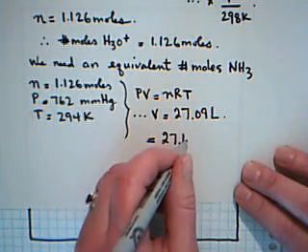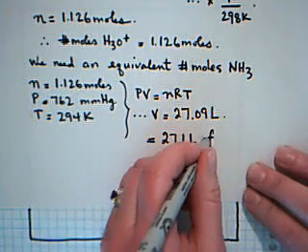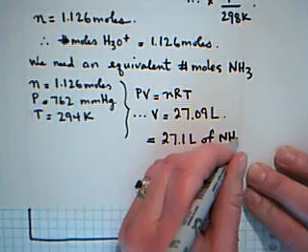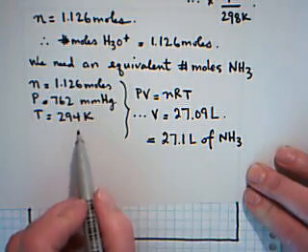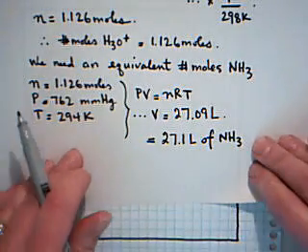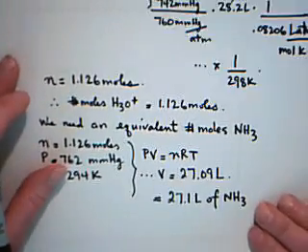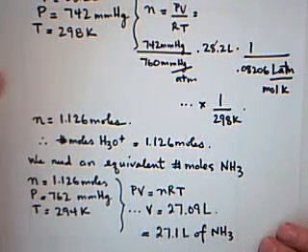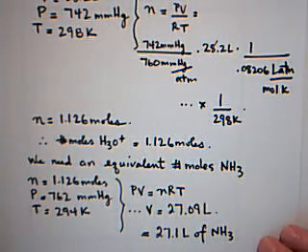and say that we need 27.1 liters of ammonia gas under those conditions in order to neutralize this amount of HCl that we had up above. Great question.